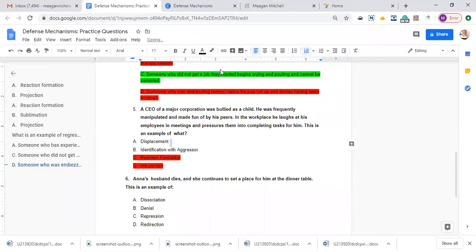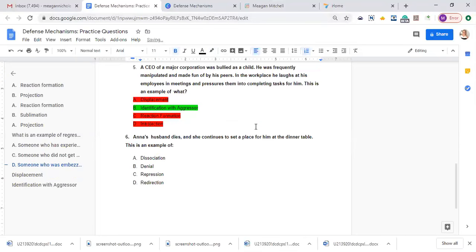And both of these could potentially make sense, but one is the better answer, and it shows in the question stem. So here it says he was bullied, he was manipulated and made fun of. And then it says now in his workplace, he laughs at employees and pressures them into completing things. So the best answer here would be identification with aggressor. Something happened to this person, he was bullied, he was manipulated, he was made fun of, and now as an adult, he's doing the same things, he's imitating that behavior. So it would be identification with aggressor. We can rule out displacement.